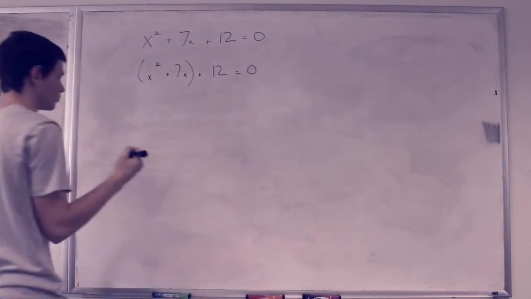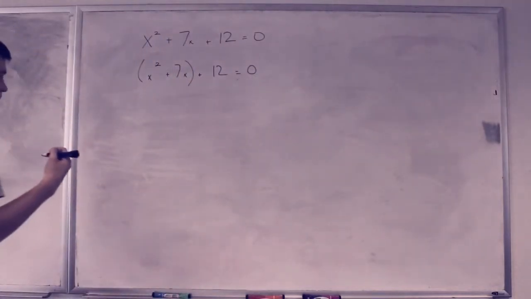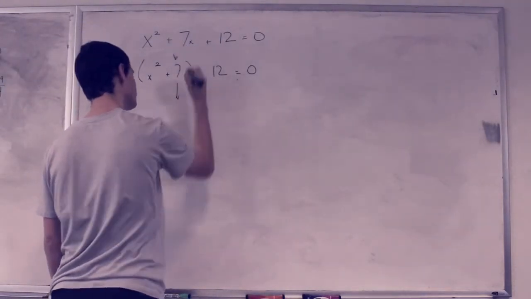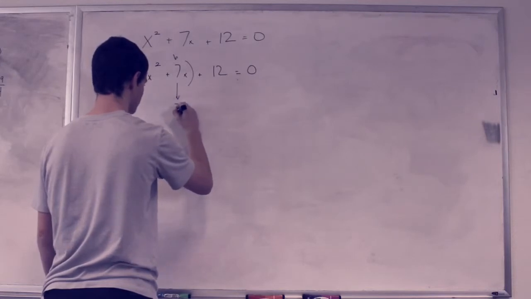Next, we are going to take half of the b value, which in this case is 7, and then square it. Since we are adding it to one side of the equation, we also need to add it to the other side.